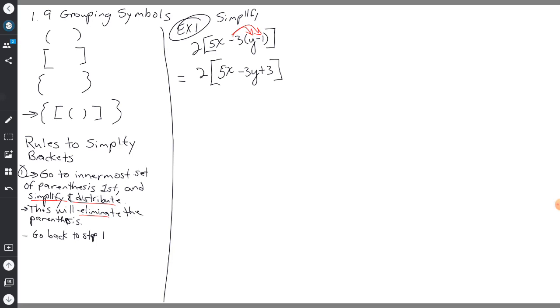Can't do anything on the inside of it, but what do we have to do to eliminate? So remember, when we distribute, it has to go to everything on the inside. So 2 times 5, and then 2 times negative 3. And then 2 times 3. All right, and that's as far as we can go. That's our answer.